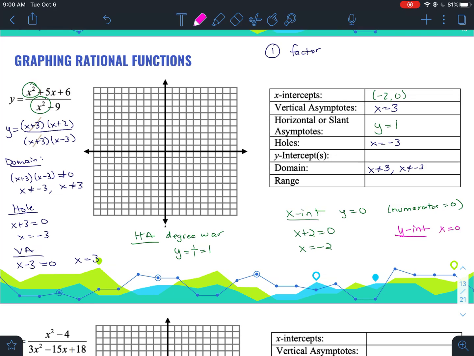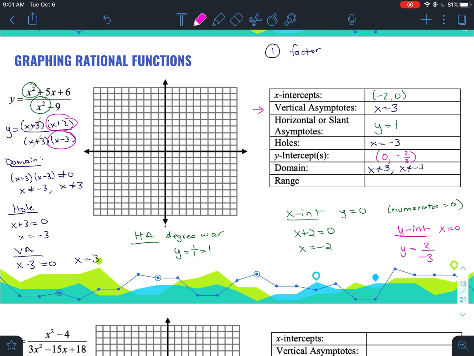To find a y-intercept, you let x equal 0. So if I let x equal 0, I'm going to get y equals 2 over negative 3. So I'm just going to plug into x plus 2 over x minus 3. If I plug a 0 in for each of those x's, I get negative 2 over 3. So I have a y-intercept at 0, negative 2/3.